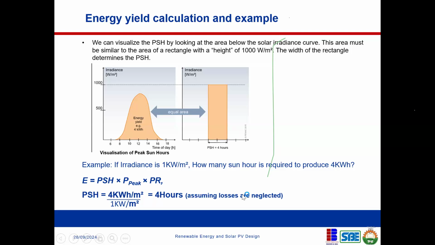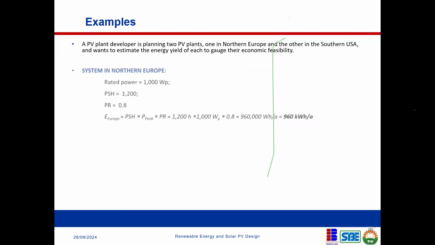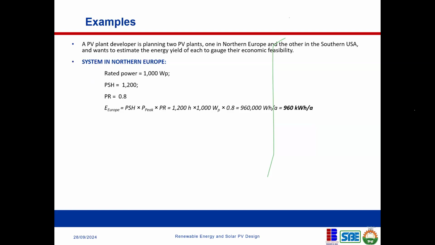Now you also need to take note that the difference between the standard test condition and the performance ratio are the losses. These are the losses that are expected to come from the system, right? But in this calculation, it is assuming that the losses are neglected. So it's just a simple calculation, even though it's a little bit not straightforward. So let's look at another example, and this one is actually straightforward.